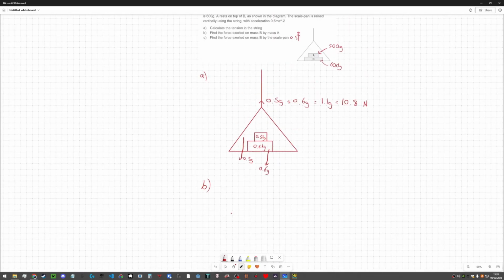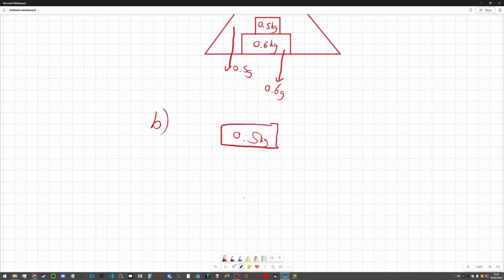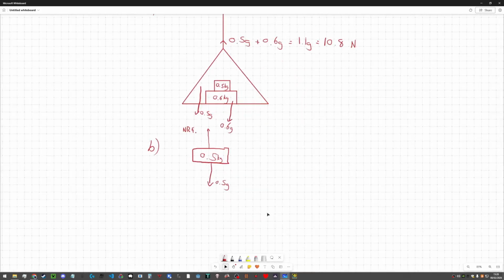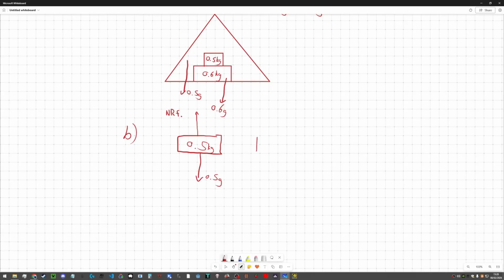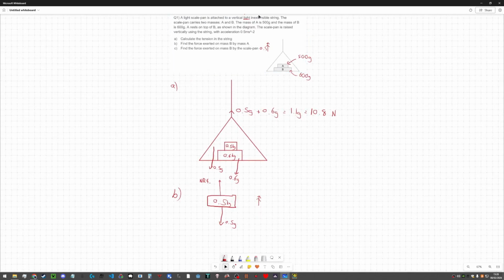So what we can do is consider only the forces on mass A. This has the effect of essentially zooming in on this block here. We know it has that downwards force, 0.5g. It's got the normal reactive force, which is the value we're trying to calculate, and it is accelerating upwards at, what was it, 0.5 meters per second squared.